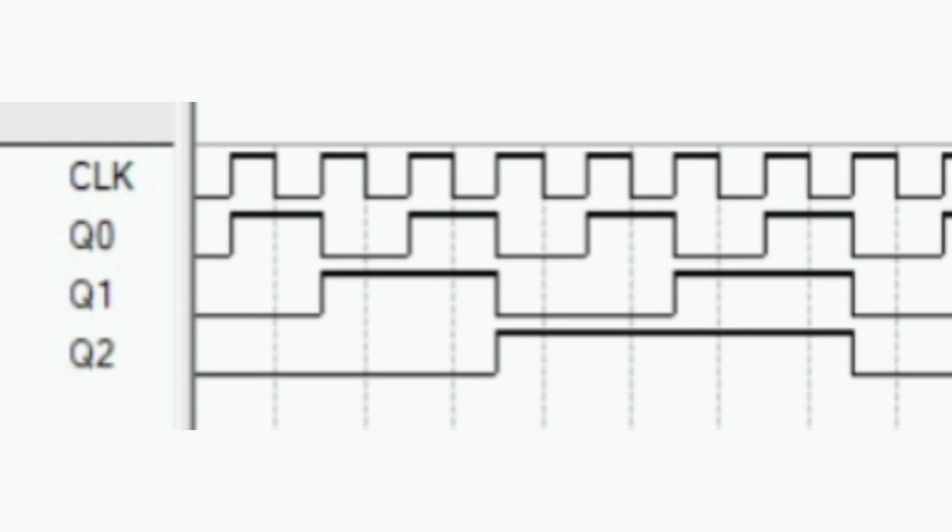The waveforms of the 3-bit synchronous counter are shown over here. Clock input we have, and the outputs are Q2, Q1 and Q0. Q2 is the MSB and Q0 is the LSB.